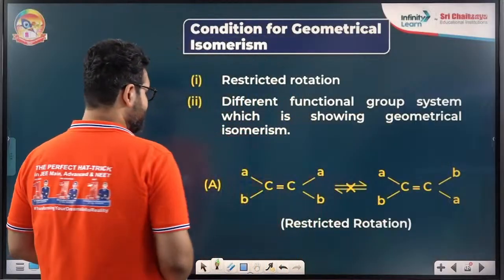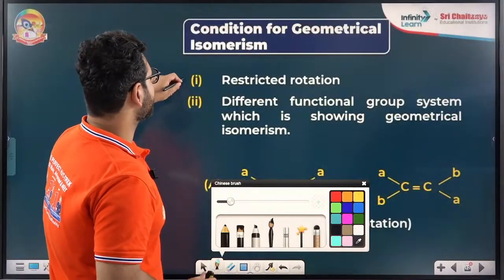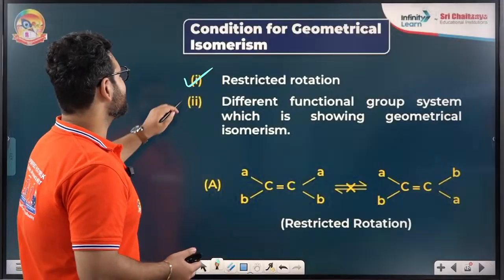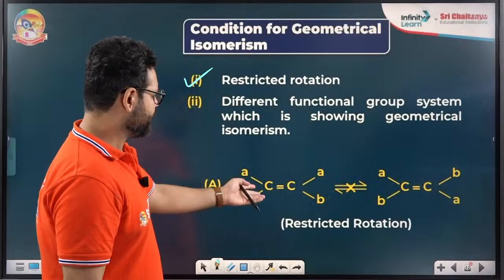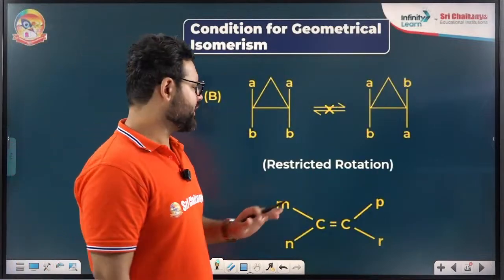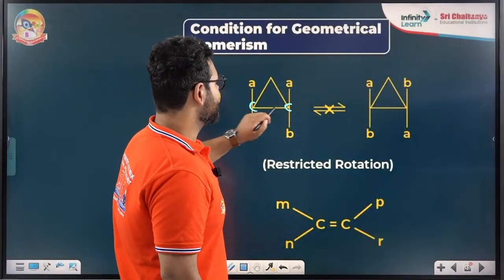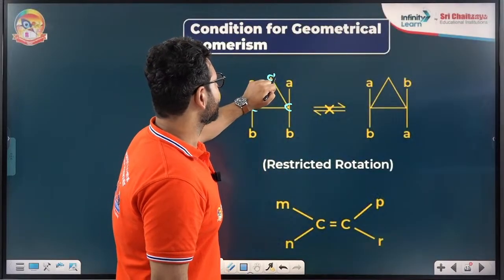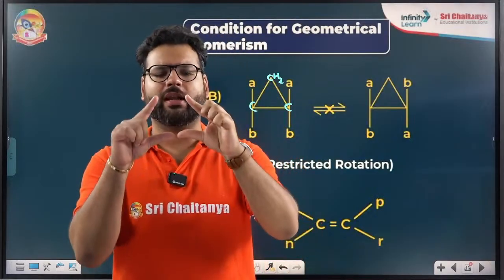So the conditions I already have told you. There should be a restricted rotation, which means there should be a carbon double bond carbon, with different groups, like a double bond. And a ring also has a restricted rotation, as you can all see here. If this is a carbon, this is a carbon, they are attached by a single bond, but there is another CH2 group in between. Now this also creates a restricted rotation.